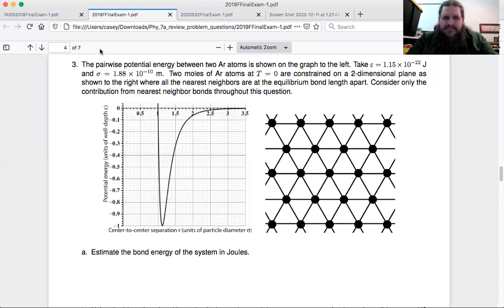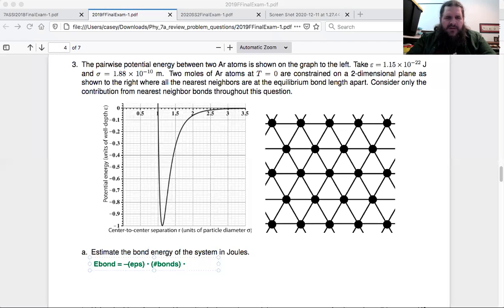Cool. So for this problem, since it's asking us to do the contribution of nearest neighbor bonds, you would do the -1/2 number of nearest neighbor bonds times Avogadro's number times number of moles times epsilon. And they give us epsilon. Yeah, I think that should work. And then they give us epsilon as 1.15 times 10 to the -22, and we should know the rest of the numbers, and we just plug and chug. Right.